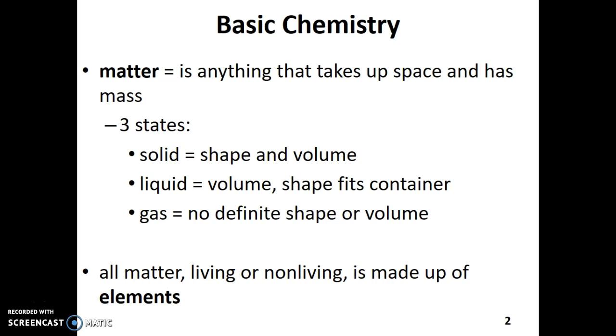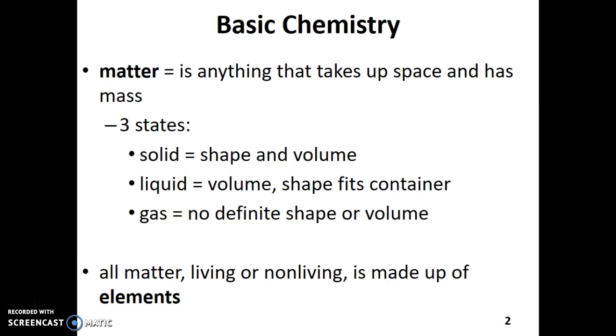Matter is anything that takes up space and has weight. It can be found in three different forms. So I like to think of water when I'm talking about this because water can be found in all three states. As a solid, it is ice. It has a specific shape and volume.